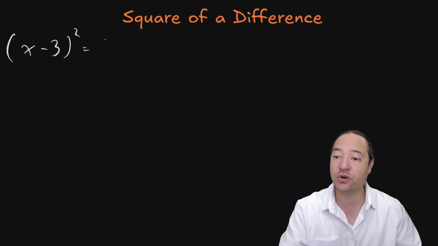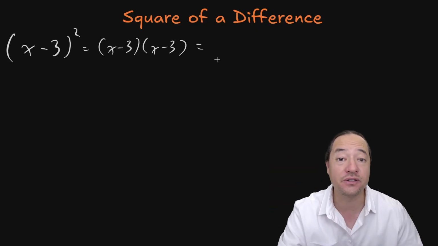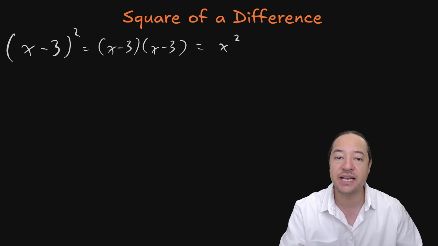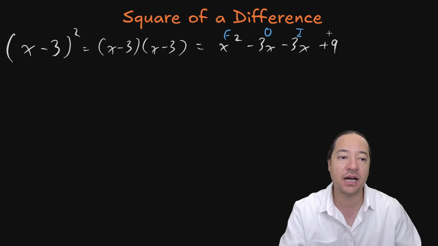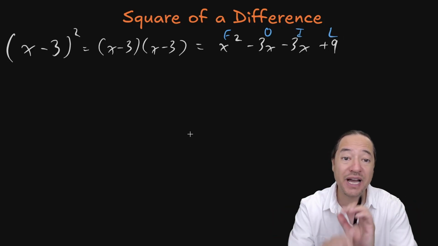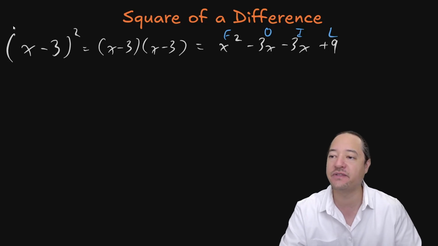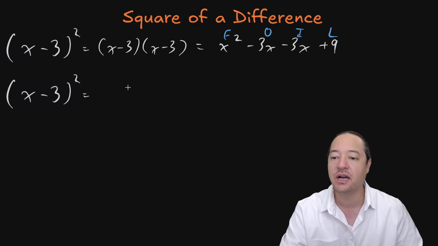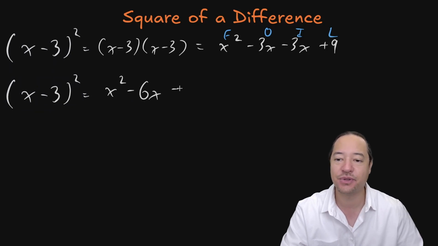Well, we can look at this as x minus 3 times x minus 3. And if we do this, we can FOIL, right? First times first, that's going to be an x squared. Outer times outer gives us a minus 3x. Inner times inner, another minus 3x. And last times last gives us a negative 3 times a negative 3. That's a plus 9, isn't it? Okay, so here we go. This is our FOIL. We FOILed these two binomials together. And of course, this is going to simplify. Let's copy this down here. This will simplify to x squared minus 6x plus 9.